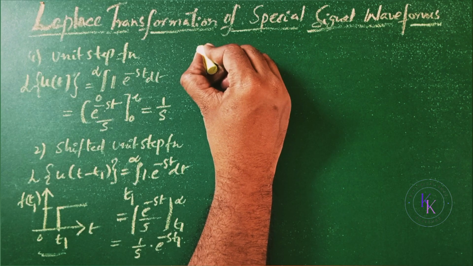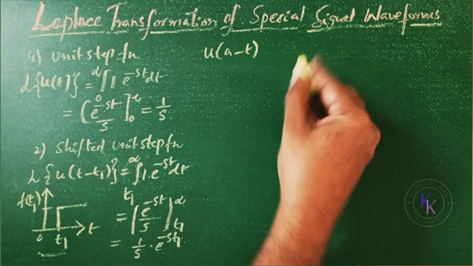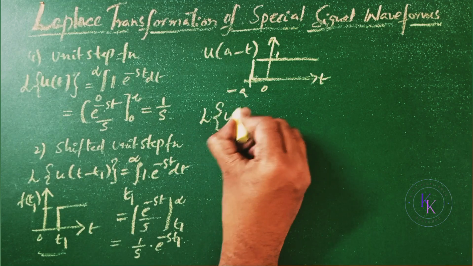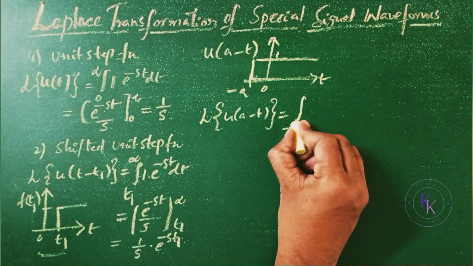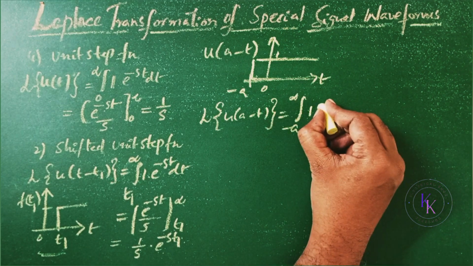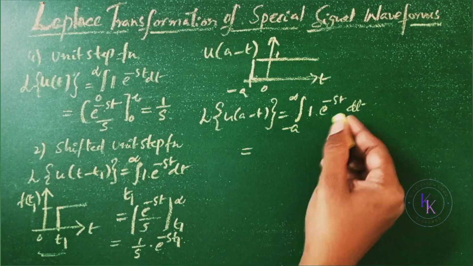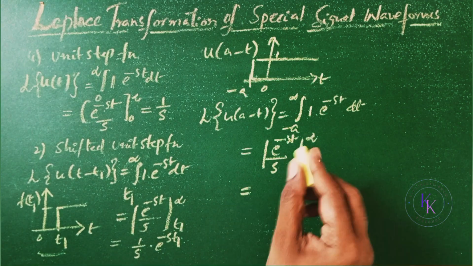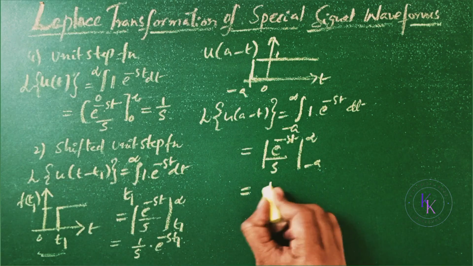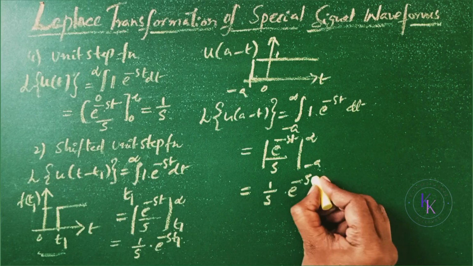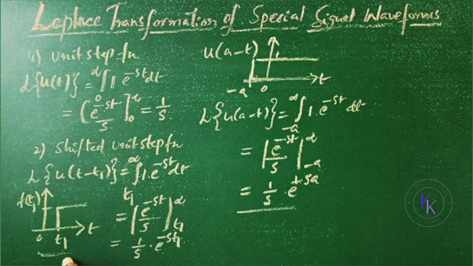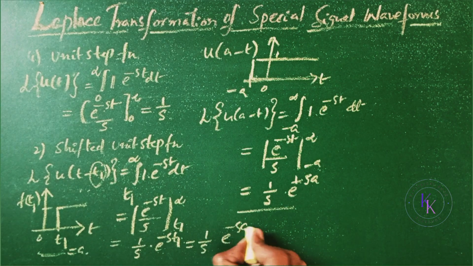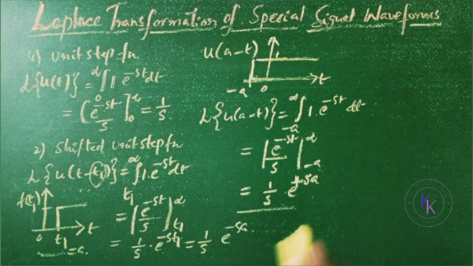And we have one more shifted unit step function, that is u of a minus t, and graphically it can be represented as that. Then Laplace transform of u of a minus t is equal to the integral from minus a to infinity, unity function, e power minus st dt. Now e power minus st by s, and substitute the limits of t, minus a and infinity. Then for infinity it is 0, and for minus a we get 1 by s e power minus s into minus a, so plus. Then for this function, if t1 is replaced with a, we are going to get 1 by s e power minus sa. For this function we are going to get e power plus sa.